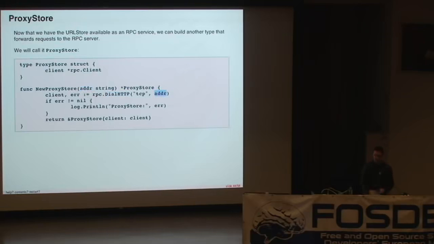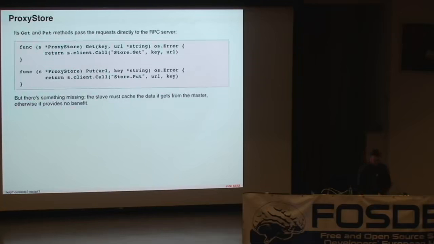And then if an error occurs, it'll log it. But otherwise, the client will be put in the proxy store field, and that proxy store will be returned to the user. And then we define get and put methods on that proxy store. And what they do is they take keys and URLs, and then they pass through those requests by invoking the Call method on the RPC client. And this will call the Store.Get method at the other end of the RPC connection, which will be another instance of goto, passing in the key and URL. And so when this returns, it returns the error value from that call, and URL will be updated with the resultant value. And similarly, the same thing will happen with put and key.